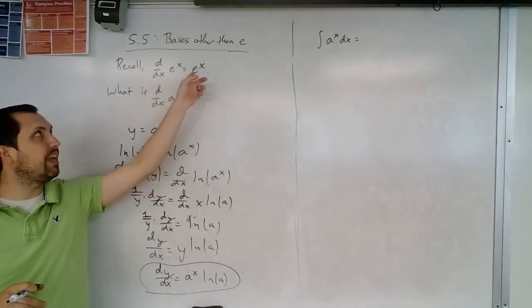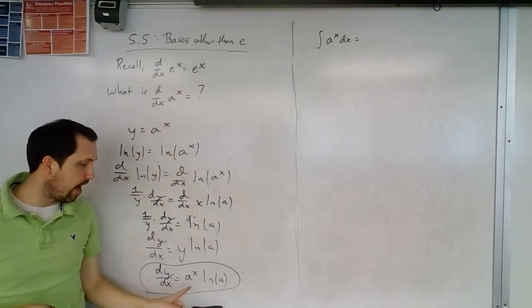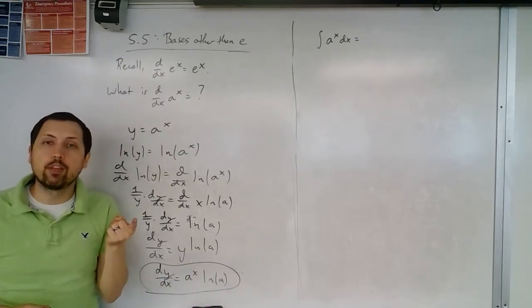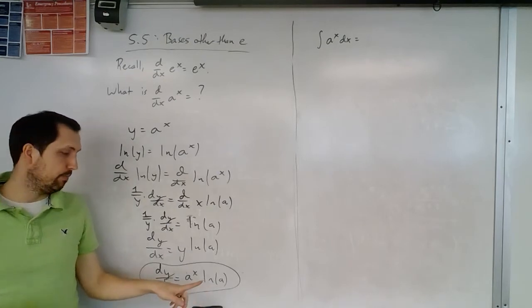Notice that when the base is equal to e, this simplifies. I have e to the x times natural log of e, and natural log of e is 1. So this holds even for e.